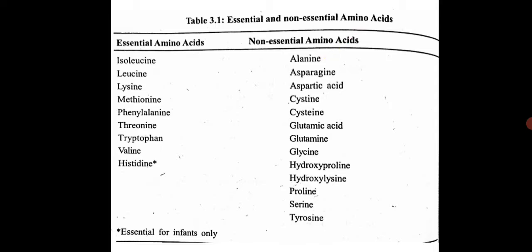So these are alanine, asparagine, then aspartic acid, cysteine, then glutamic acid, glutamine, glycine, hydroxyproline, then hydroxylysine, then proline, serine, tyrosine. These are new for you: hydroxyproline, then hydroxylysine, and cysteine. Okay, some are new for you.